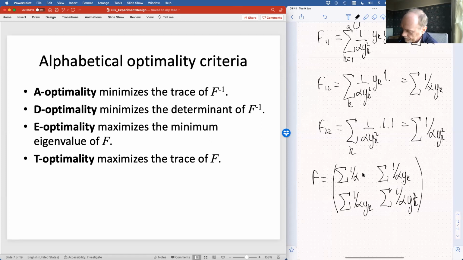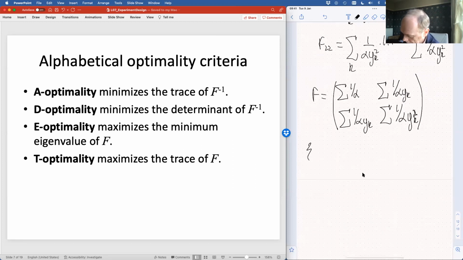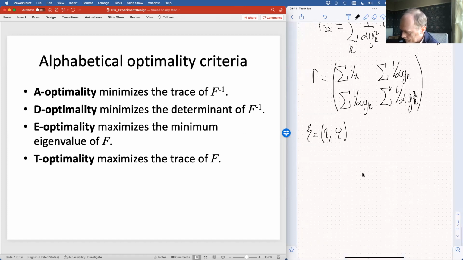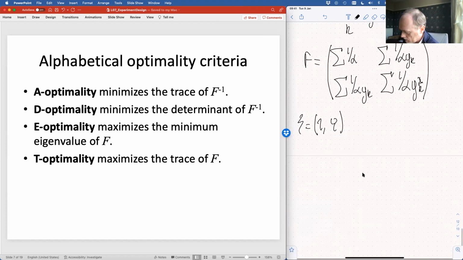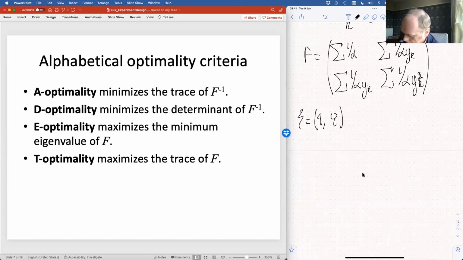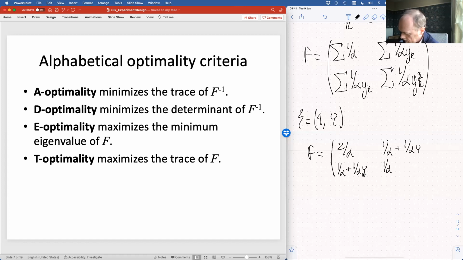So it looks like that. Let's substitute our 2-point design again. And we end up with 2 over alpha there. So these off-diagonal elements are going to be 1 over alpha plus 1 over alpha y, 1 over alpha. And then here we have 1 over alpha plus 1 over alpha y squared.